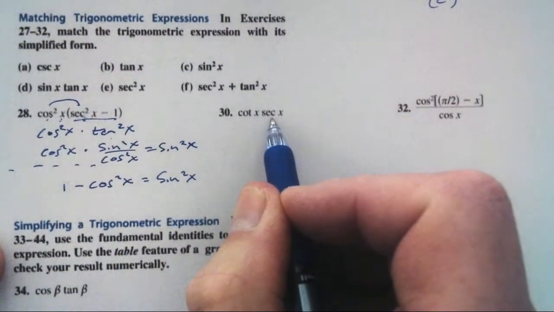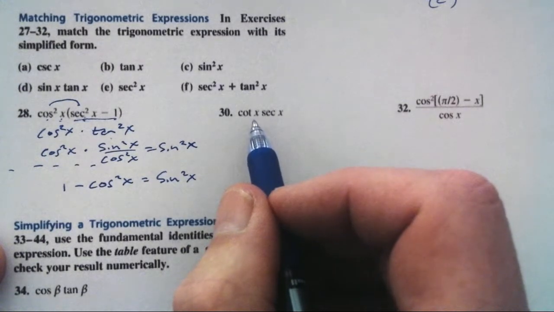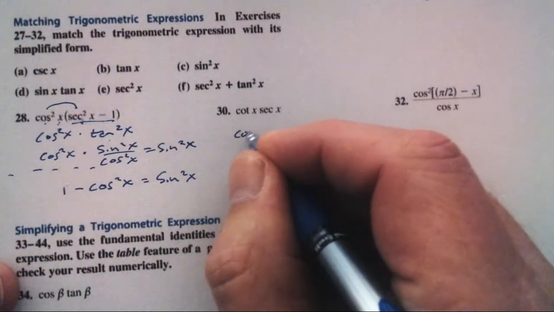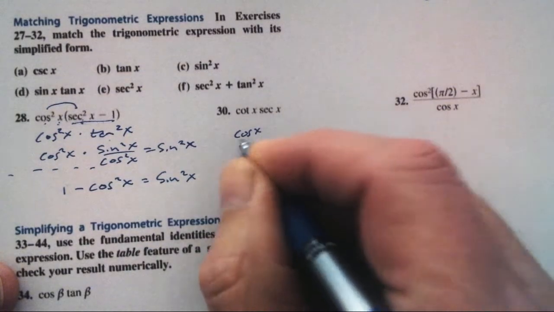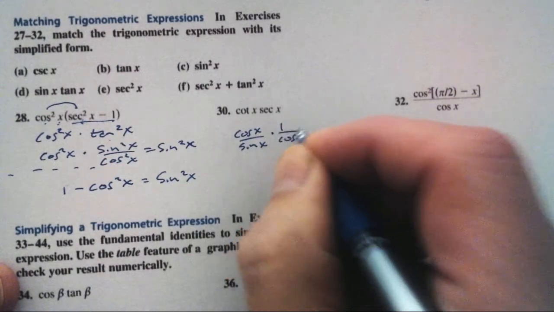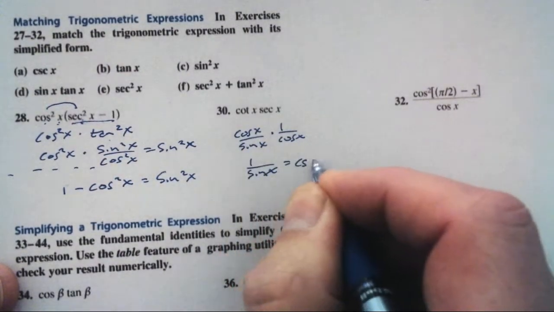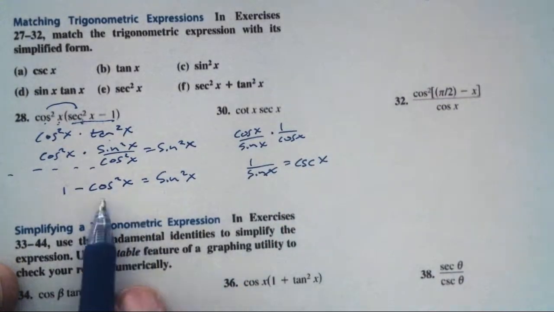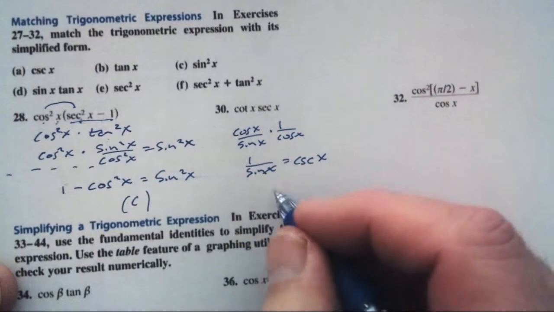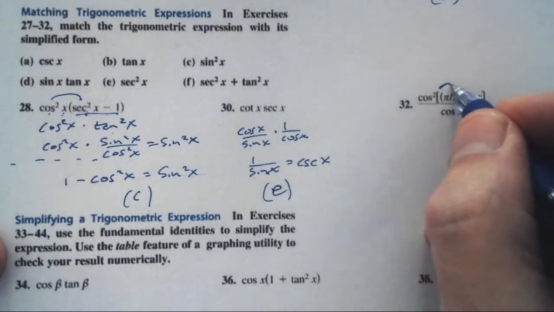Okay, cotangents and secants do not live together in a Pythagorean. So much like this problem, I'm going to go to sines and cosines. Cosine of x on sine of x, there's cotangent, times secant, 1 on cosine of x. Cosines cancel, 1 on sine of x simplifies to cosecant x. Let's take a look. We've got to go back to this problem. This is C, of course, then. Cosecant x, this is E. And once again, there we are.